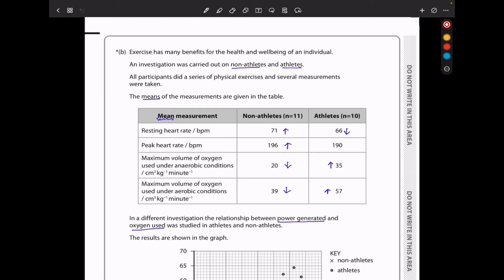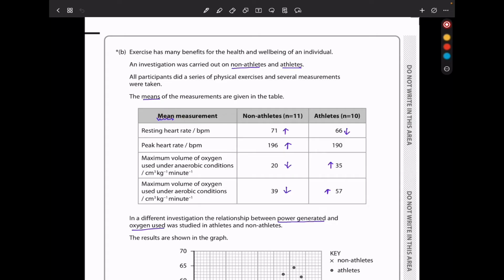In part B, exercise has many benefits for the health and well-being of an individual. An investigation was carried out on non-athletes and athletes. All participants did a series of physical exercises and several measurements were taken. The means of the measurements are given in the table.